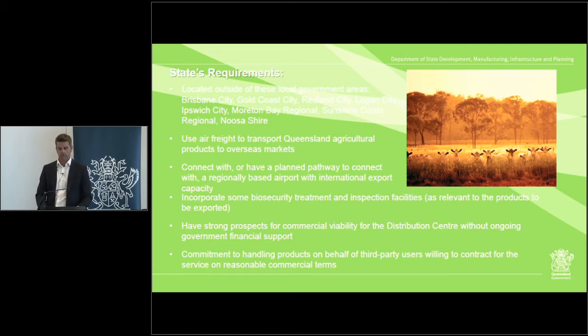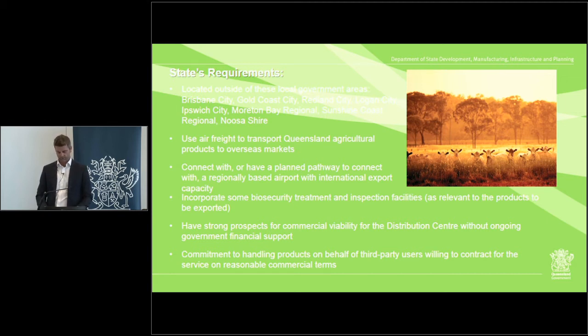In addition to maximising the achievement of the state's objectives, the state has mandatory requirements which are set out in section 3.4. The proposed distribution centre must be located in an area outside of the following local government areas: Brisbane City, Gold Coast City, Redland City, Logan City, Ipswich City, Moreton Bay Regional, Sunshine Coast Regional and Noosa Shire.